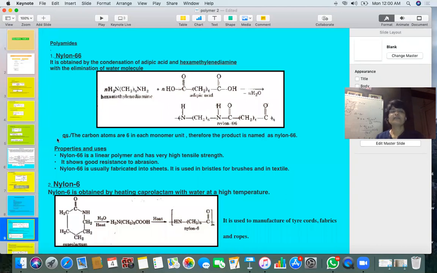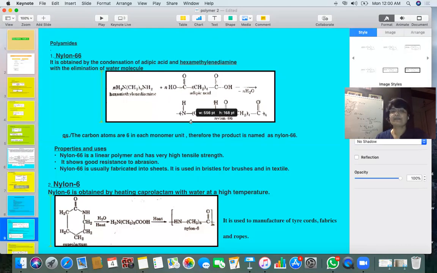Next, first we are starting in condensation polymerization with nylon 66. Nylon 66, we have monomers as two molecules here.